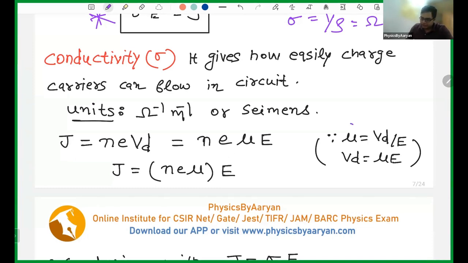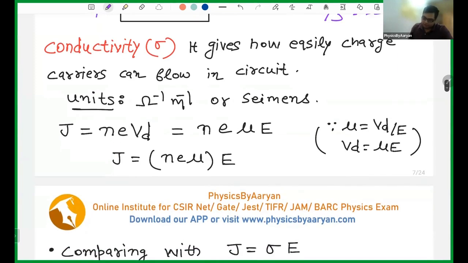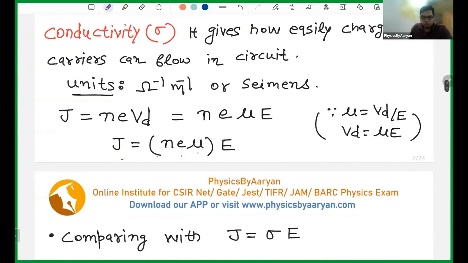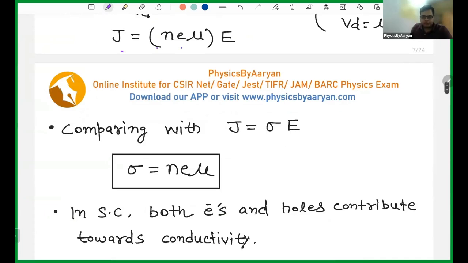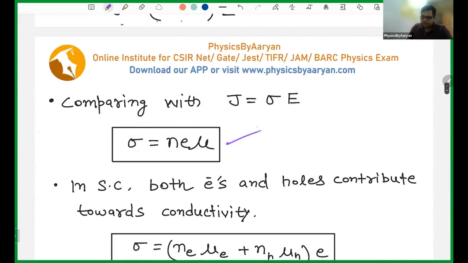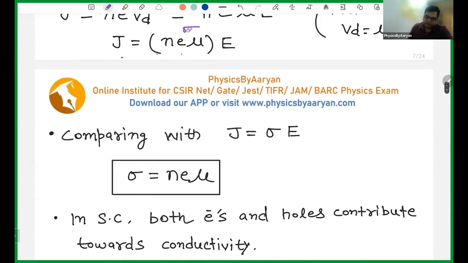What is mobility? Mobility is drift velocity per unit electric field. So what will be my VD? VD will be nothing but mobility into electric field. So I put my value of VD here as mu E. So my J is equal to N e mu into electric field. Now I will compare it with Ohm's law, which is J equals sigma E. So my sigma will come out to be N e mu. So this entire thing is sigma.